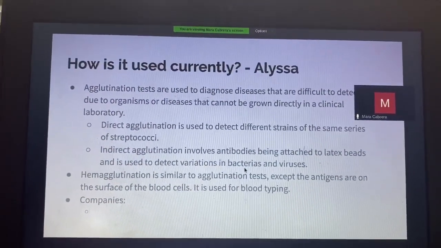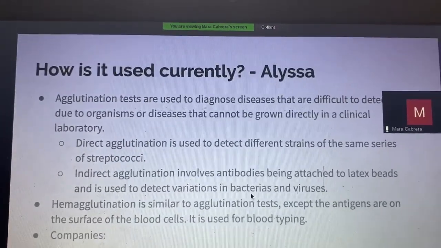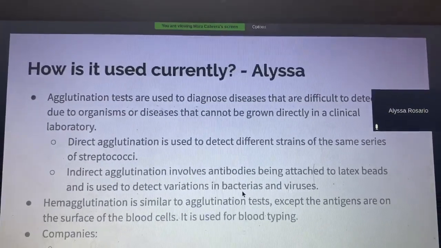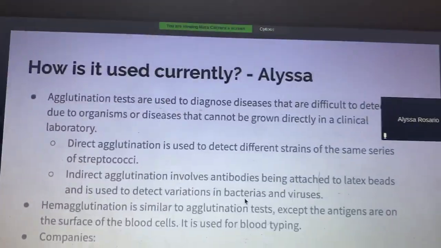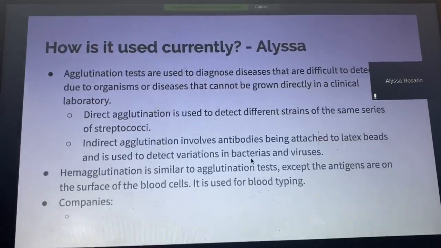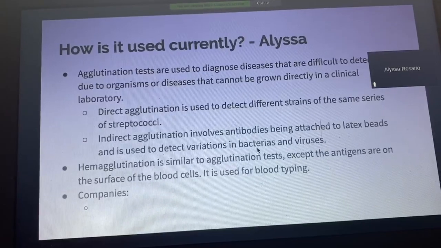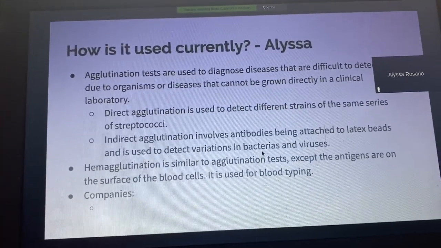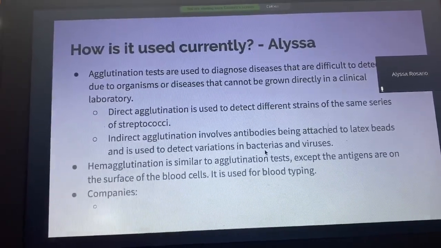So how is it used currently? Agglutination tests are used to diagnose diseases that are difficult to detect, either because the organism is difficult to grow in a laboratory or the disease itself can't be grown. So you have direct agglutination, which is used to detect different strains of the same series. And then you have indirect agglutination, which involves antibodies being latched to latex beads, and it's used to detect variations in bacteria and viruses. Hemagglutination is similar to other agglutination tests, except the antigens are on the surface of the blood cells, so it's used for blood typing.